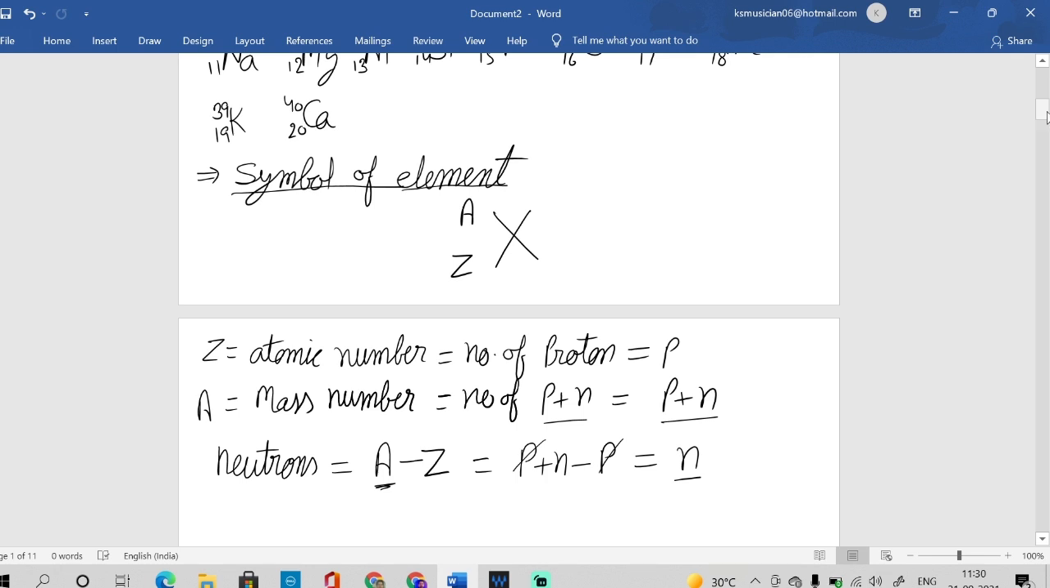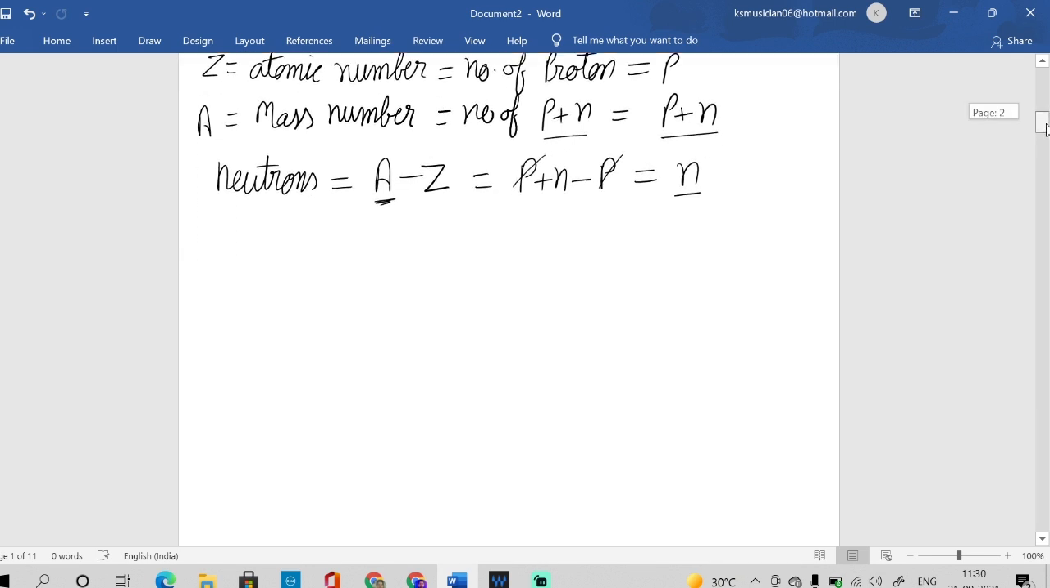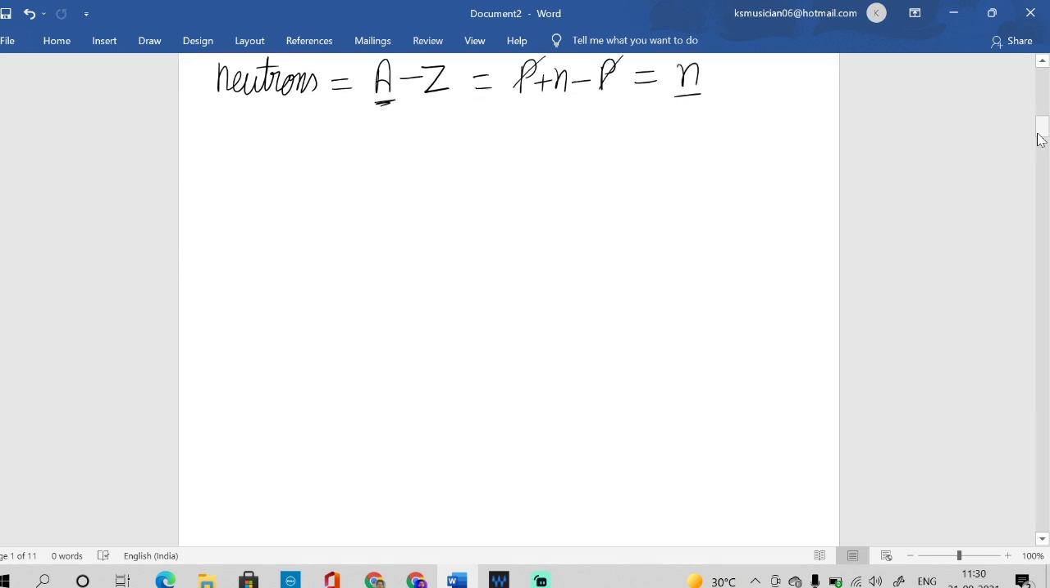Okay students. Now let's move to the next topic, which is electronic configuration. It is a very important and very easy topic, but you have to know some basic concepts.